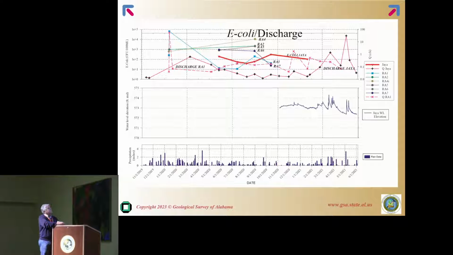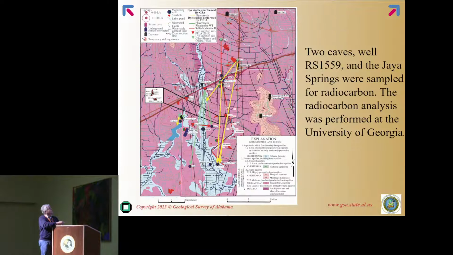Another graph is the E. coli graph, versus the nitrate. This is the Yaya Spring E. coli bacteria concentration, and we can see that the buffer zone is filtering some of the E. coli. At the other sampling points, the numbers of E. coli bacteria are much higher than in Yaya Spring itself.